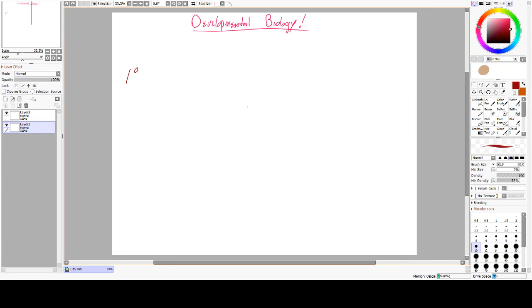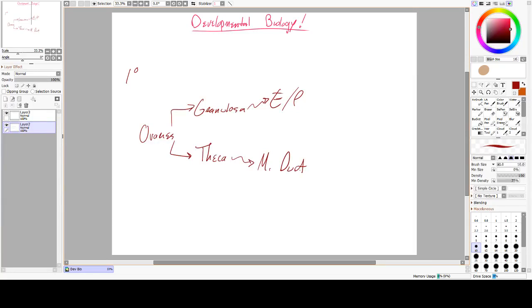And so, ovaries have two types of cells: granulosa cells and theca cells. What granulosa cells do is produce estrogen and progesterone. And what theca cells do is pretty much stimulate the Mullerian duct, which leads to the development of the uterus.